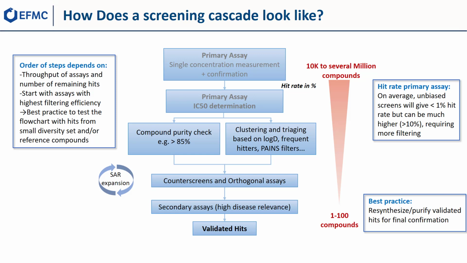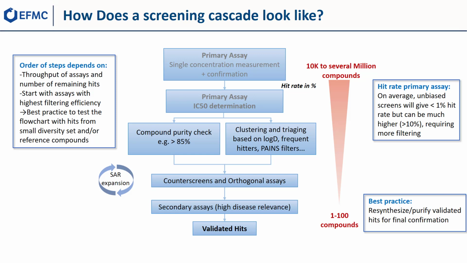Now, this slide here shows a prototypical screening cascade. And of course, this is just an example. You really have to think about designing this cascade carefully based on a particular target. So we saw in the previous webinar that we run our primary assay on 10,000 to millions of compounds. We confirm the hits. The next step was IC50 determination. So we ran a concentration response curve in the same primary assay.